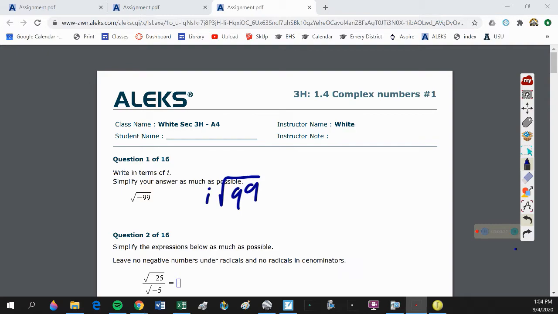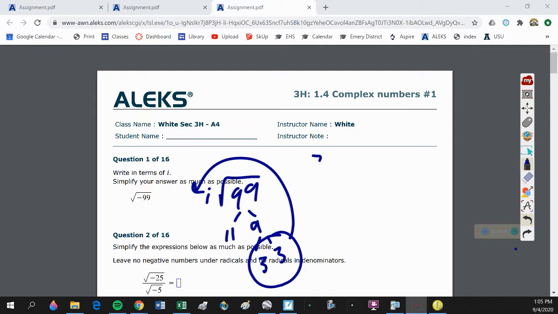Now, what goes into 99? 11 and 9. 3 and 3. Can I pull anything out? A 3. So you take a set of 3's and you write it on the outside. So 3i, and what's left? 11. Do you know why that works?